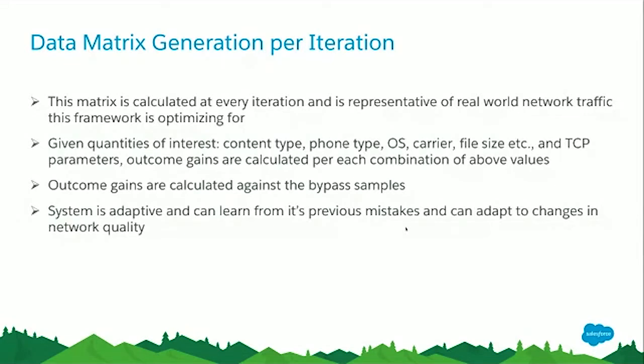And given quantities of interest, which is content type, phone type, etc., and a particular set of TCP parameters, outcome gains are calculated for every row in this data matrix. Outcome gains are calculated the way I described earlier, and these are calculated against the bypass samples. So every row consists of different permutations of all the quantities of interest. This is what we call the data matrix or a training set, which gets generated at every iteration.